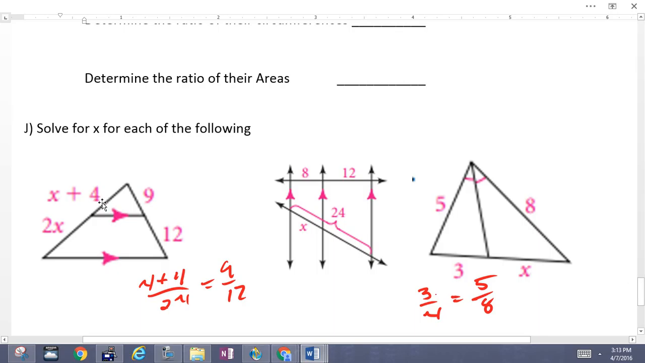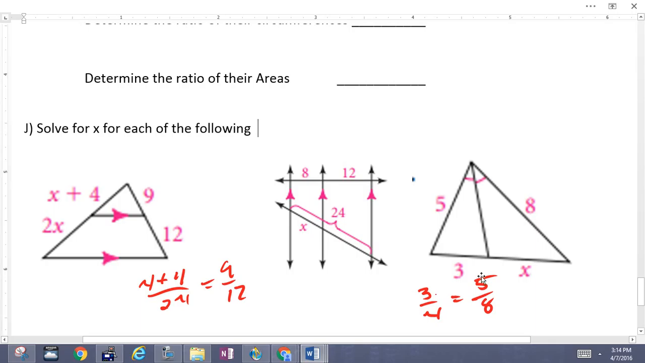Here's our side splitter. We get the top to bottom ratio, top to bottom. Of course, I would simplify this. This is the corollary of the side splitter. Of course, that gives us x to this length, which would be 24 minus x, is equal to 8 to 12, which of course is 2 to 3.